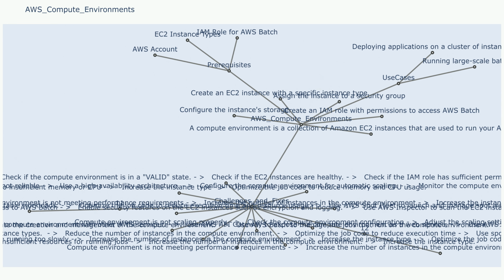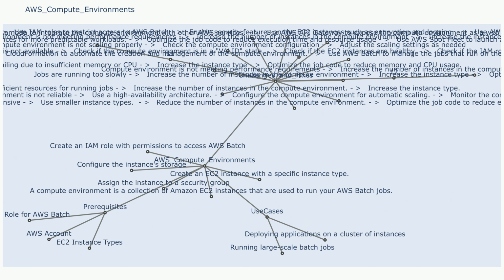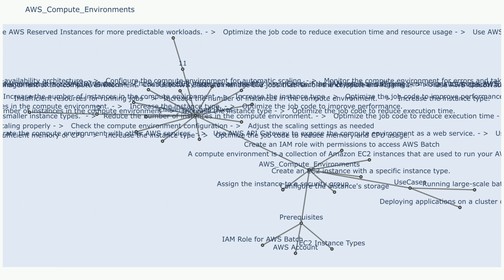Steps: create an EC2 instance with a specific instance type. Assign the instance to a security group. Configure the instance's storage. Create a role with permissions to access AWS Batch.